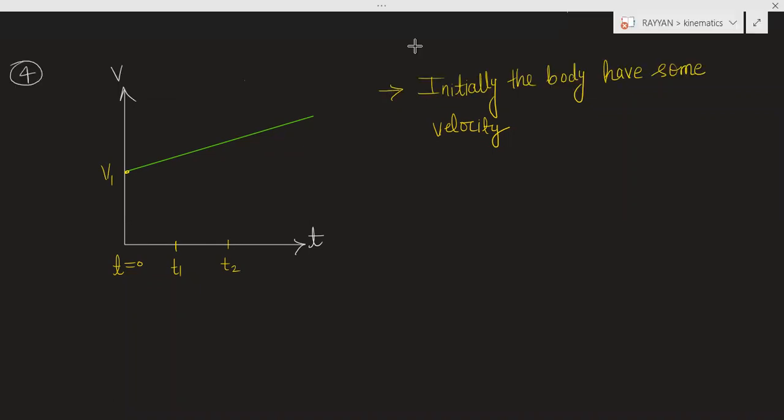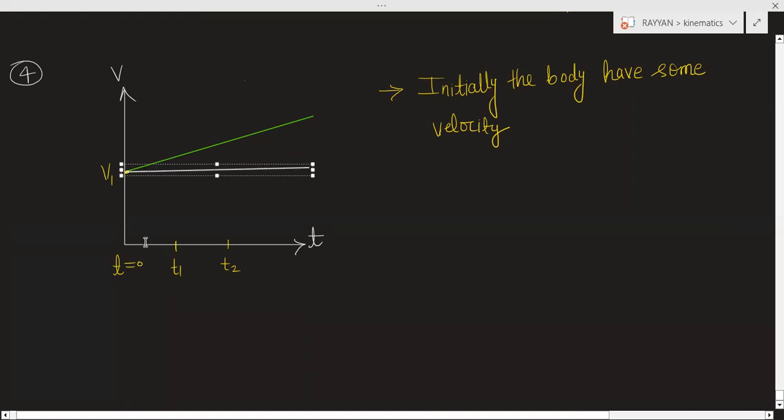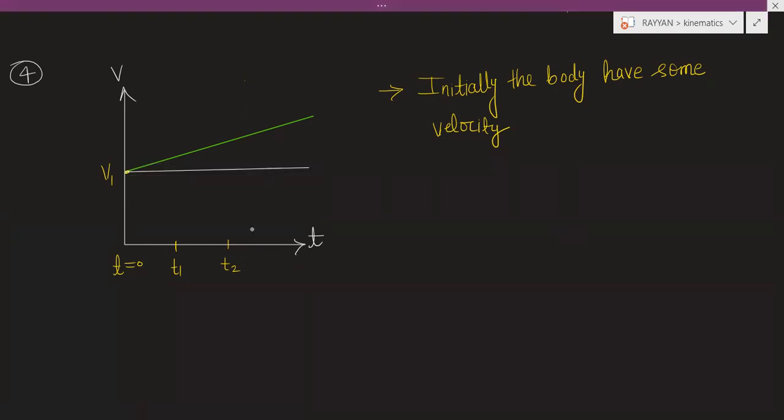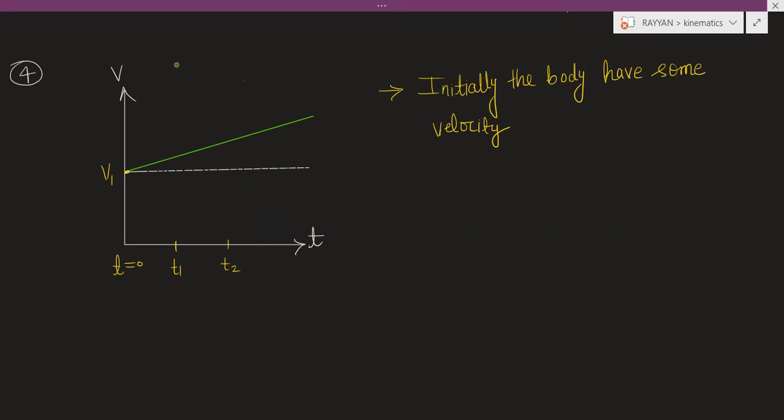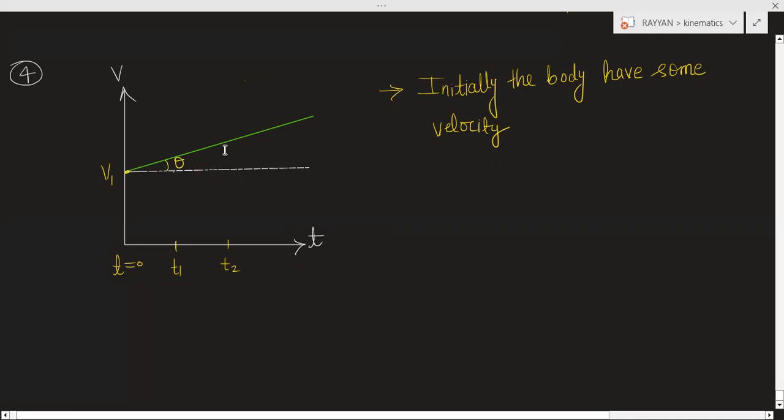To calculate the slope, there is a requirement of angle with the x-axis. So this will be the x-axis. Actually, I am drawing this line parallel to this line, a dotted line. Can you tell me whether this theta angle will change with time or will remain the same with time? Will remain the same.